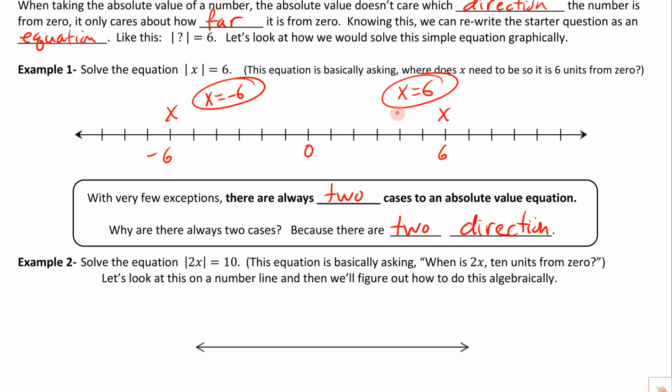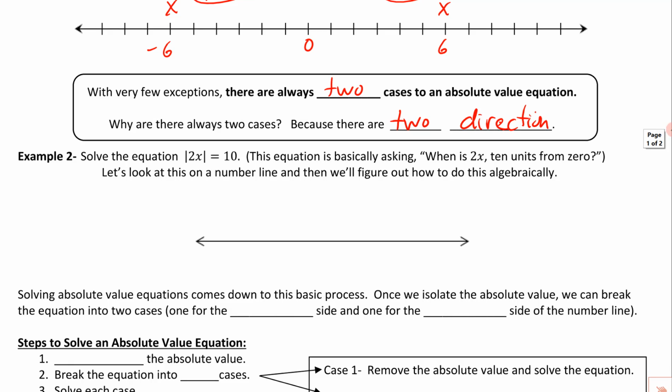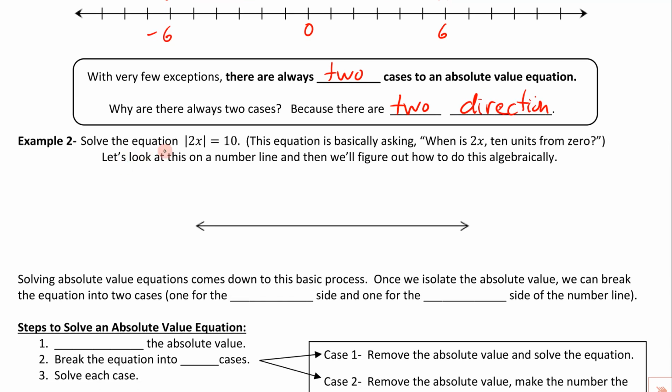So I'm going to change this just slightly, and we're going to have a little bit more complicated equation here. So we're going to solve the absolute value equation. The absolute value of 2x is equal to 10. So this equation is basically asking, when is 2x 10 units from 0?